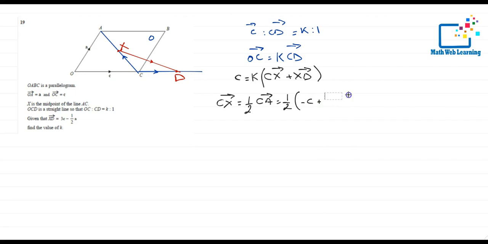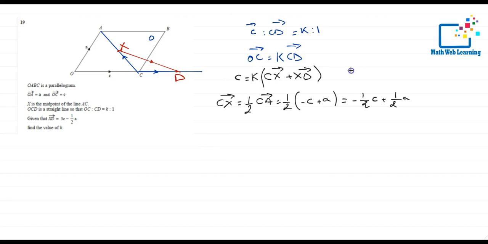Right, and then I expand this bracket, I get minus half c plus half a. So that's for C to X, which I'm going to use the expression for, and I plug it in here. What about XD? XD has been given to us. It's this one here.